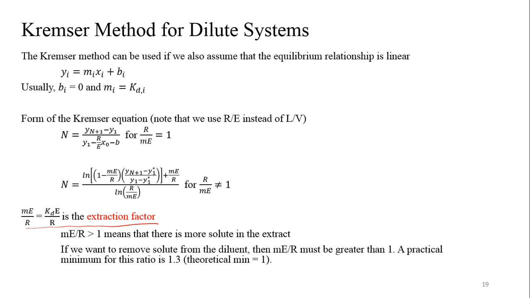And so when that term is greater than 1, that means that there's more solute in the extract coming out, which is what you want. So generally speaking, that's going to be greater than 1. You want that value to be a little bit bigger than 1 to make this practical. The practical minimum depends on your system. It's certainly going to be a little above 1, might be as large as 1.3. 1.3 might be pushing it a bit, but certainly something a little bit over 1 will allow us to get there.